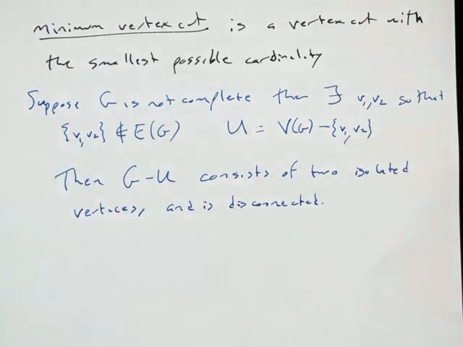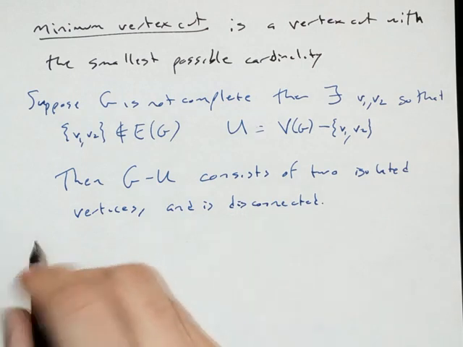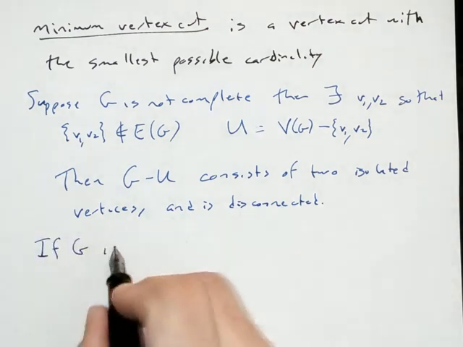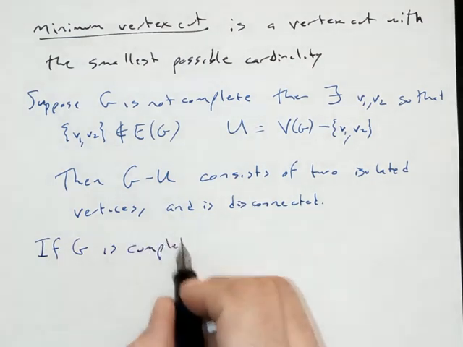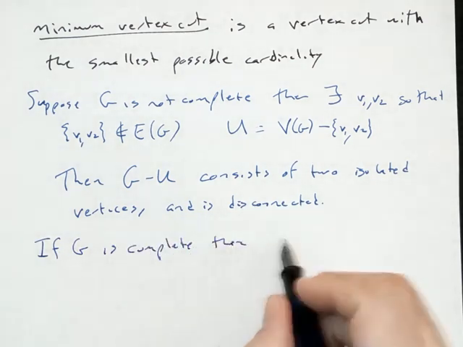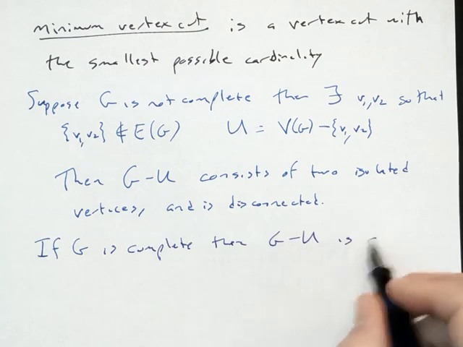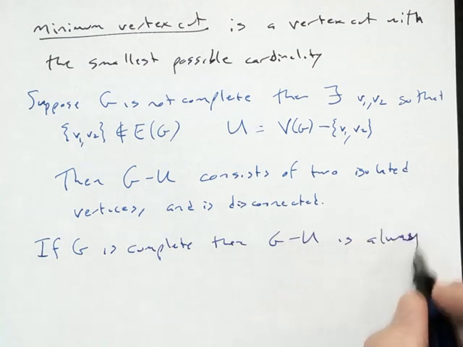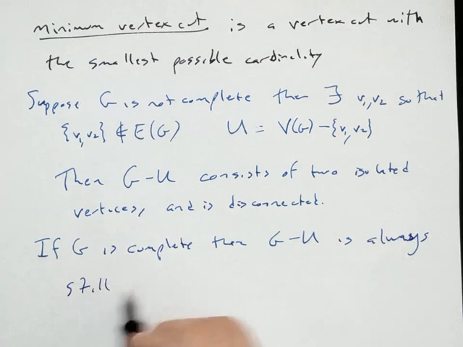However, if I have a complete graph and I take away x, everything else is still connected to everything left, isn't it? As a matter of fact, if G is complete, G minus U always remains complete.